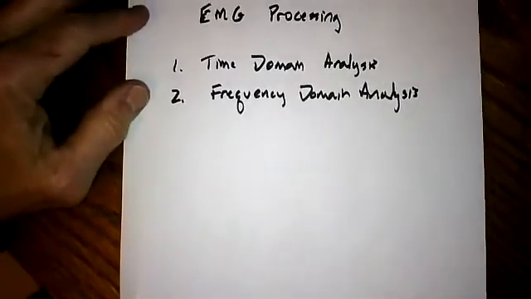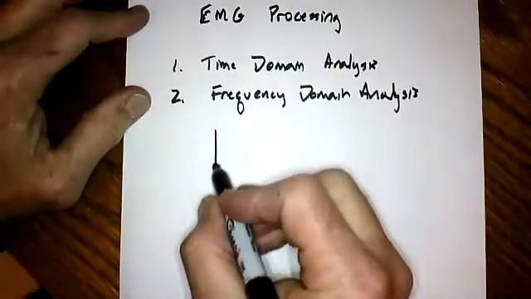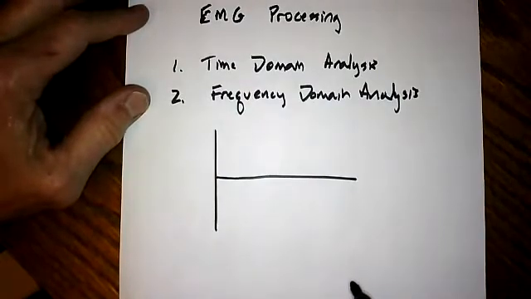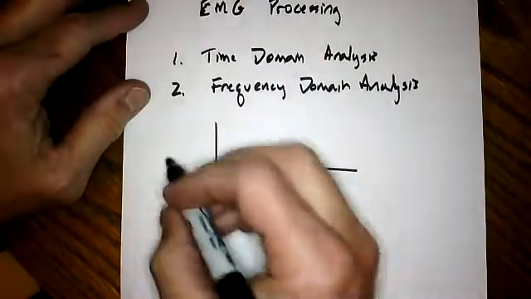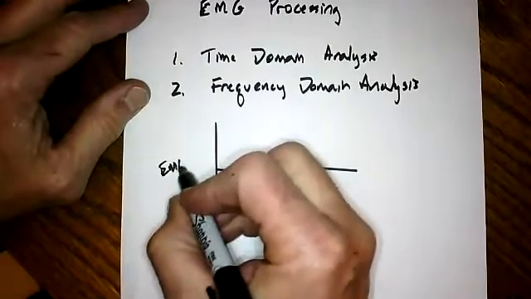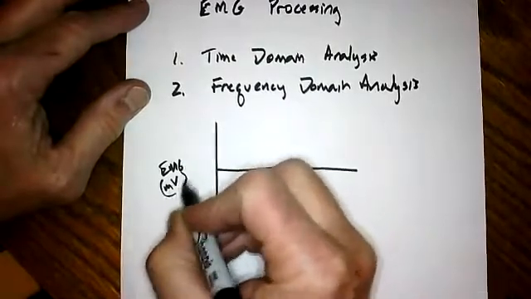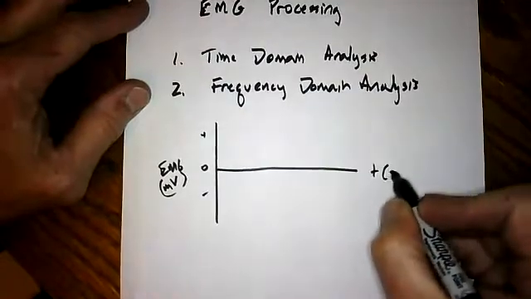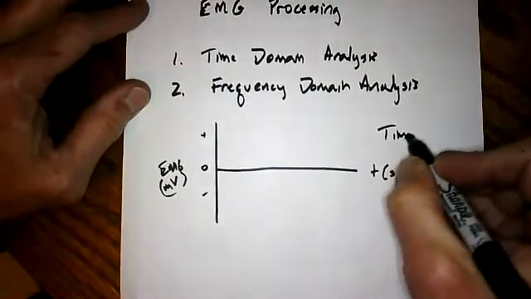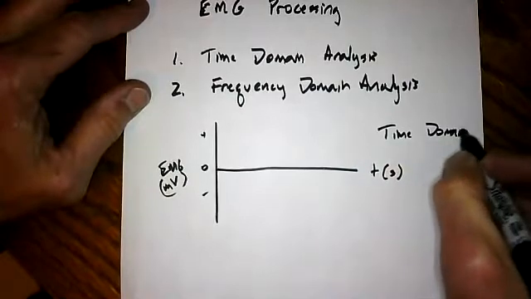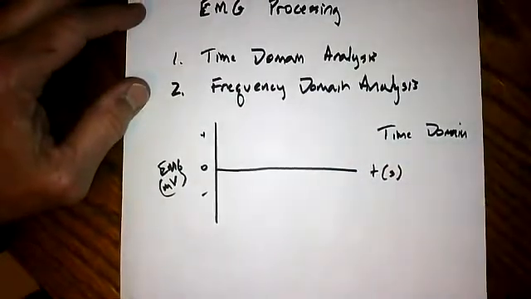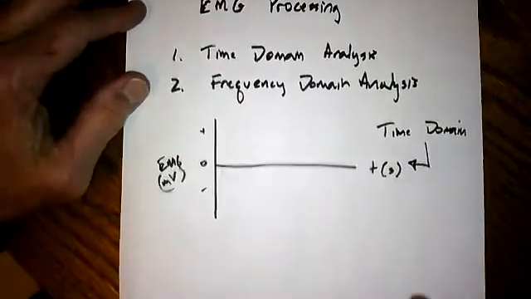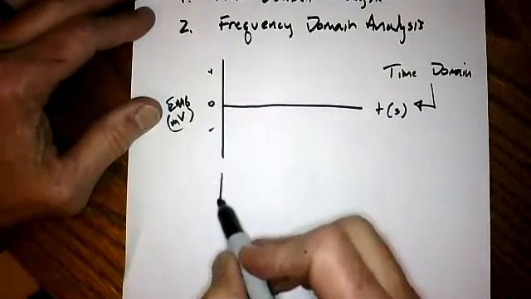Let me briefly distinguish between the two domains, and this is for any data set. I just drew it here, as if this was EMG, with both positive and negative data. A time domain analysis is any plot where time is on the x-axis. It has to be on the x-axis.